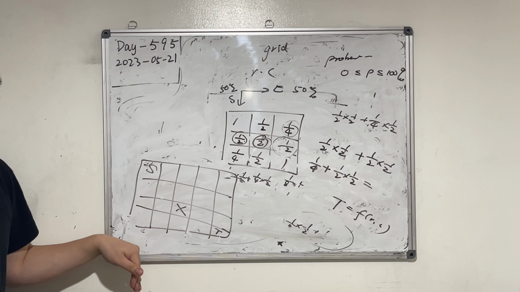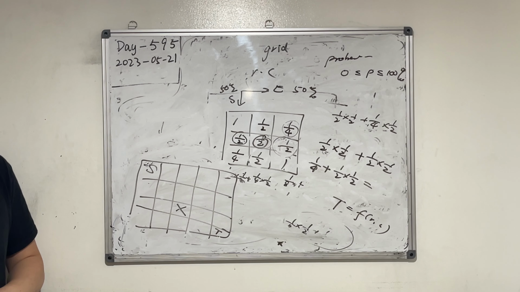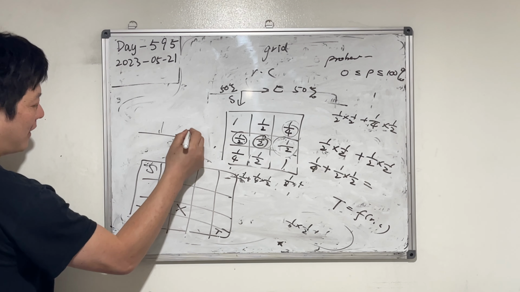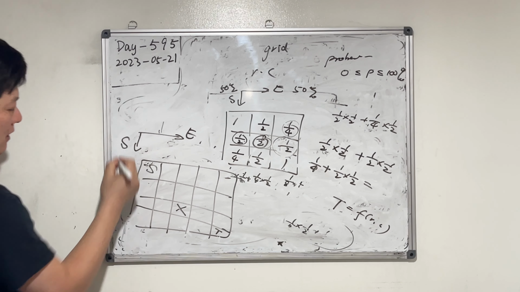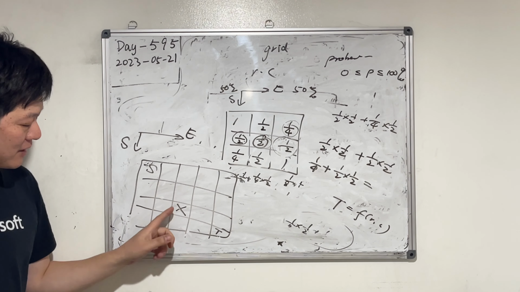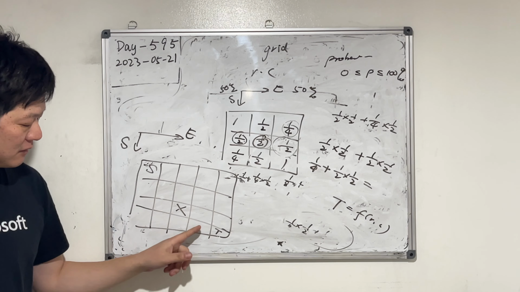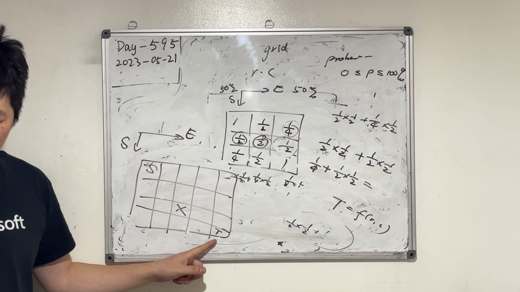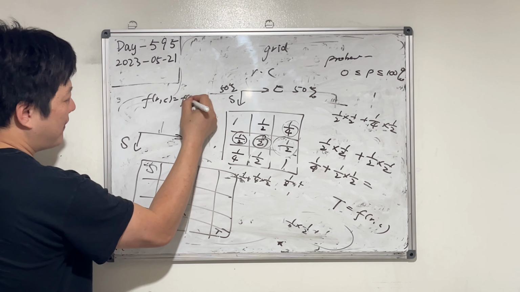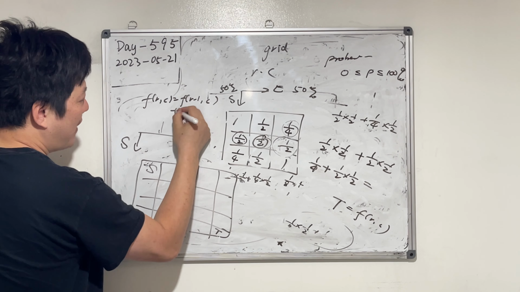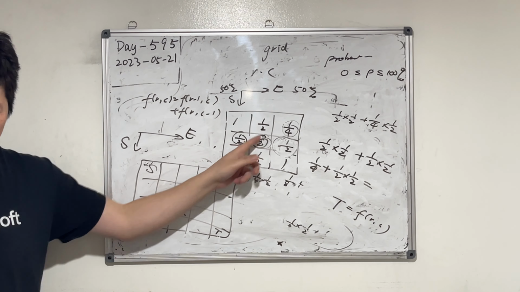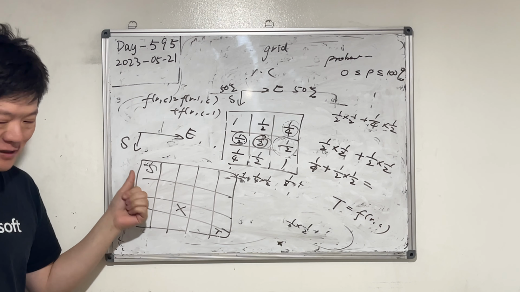You say east and south, or you say right and down. Okay, right and down. And we want to find out the total number of ways passing this X from top left to the bottom right. We talked about previously F(r,c) equals F(r-1,c) plus F(r,c-1), right? We know that, and we talked about probability. We want to find the number of ways passing this point.